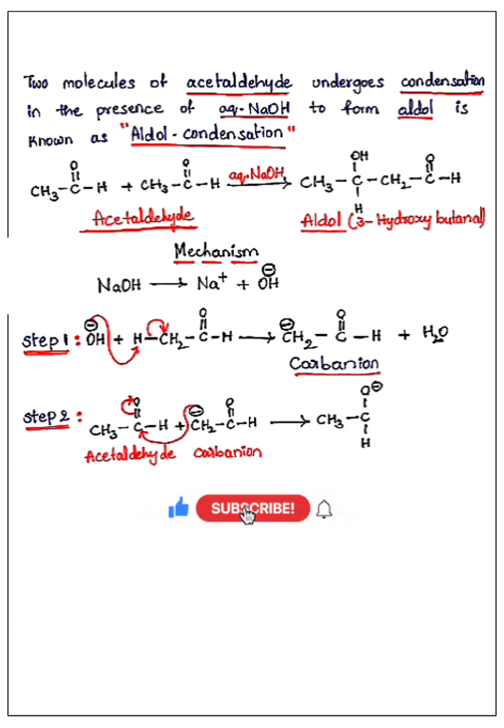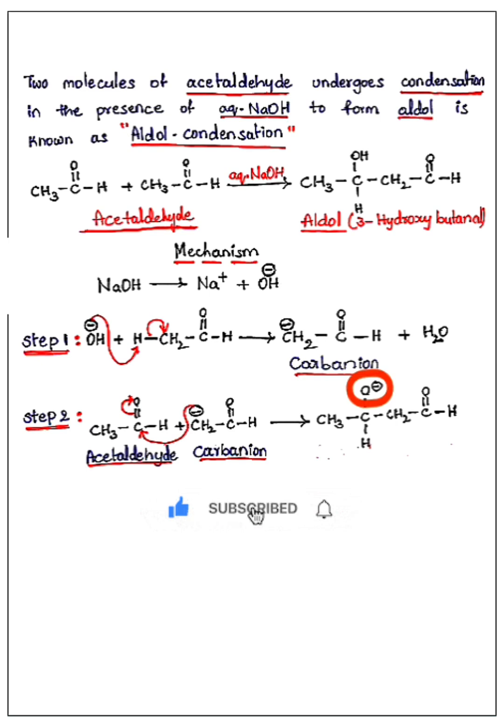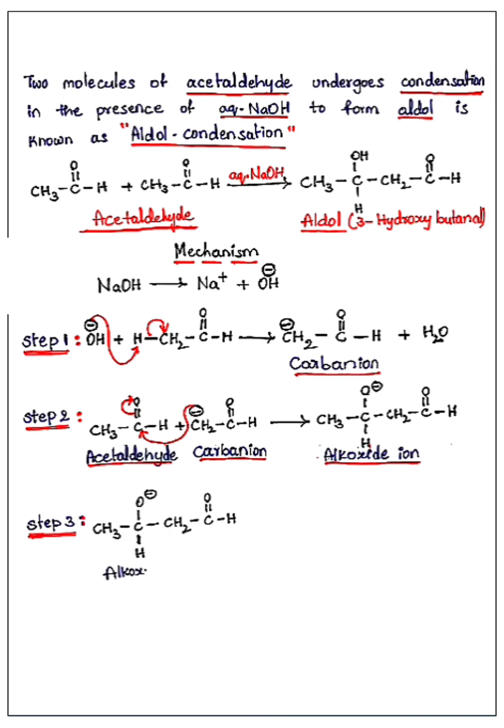You can see it is forming a bond with this carbon, giving CH2CHO. Now there is a generation of negative charge on this oxygen. This is called an alkoxide ion. So in step 2, the alkoxide ion is generated. Now I am taking step 3. In step 3, I take the same alkoxide ion and add water to it.